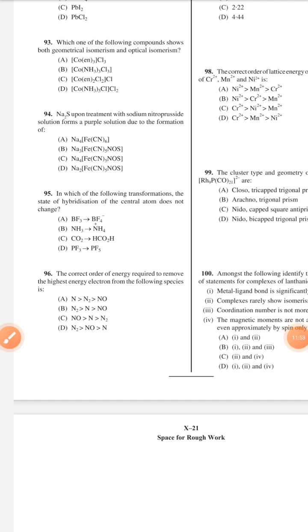95. In which of the following transformations does the state of hybridization of the central atom not change? Here the correct option is option B. It is a very easy question.